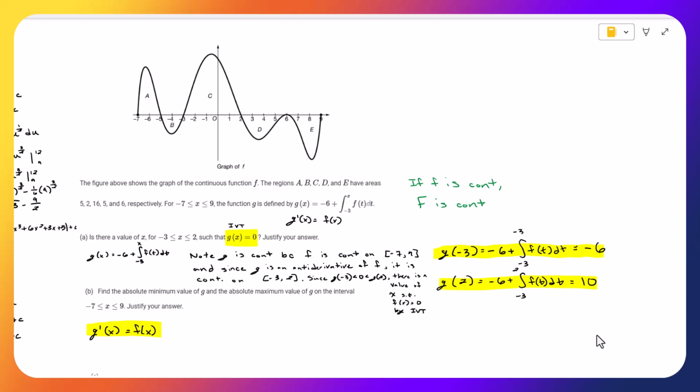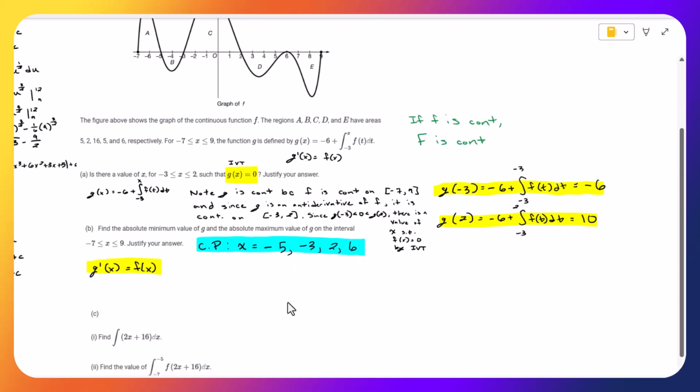Okay, so another point we can get here is we could just make an observation that our possible ones, our critical points, are x equals -5, -3, 2, and 6. This would be worth another point right here, just pointing out some of our possible candidates.